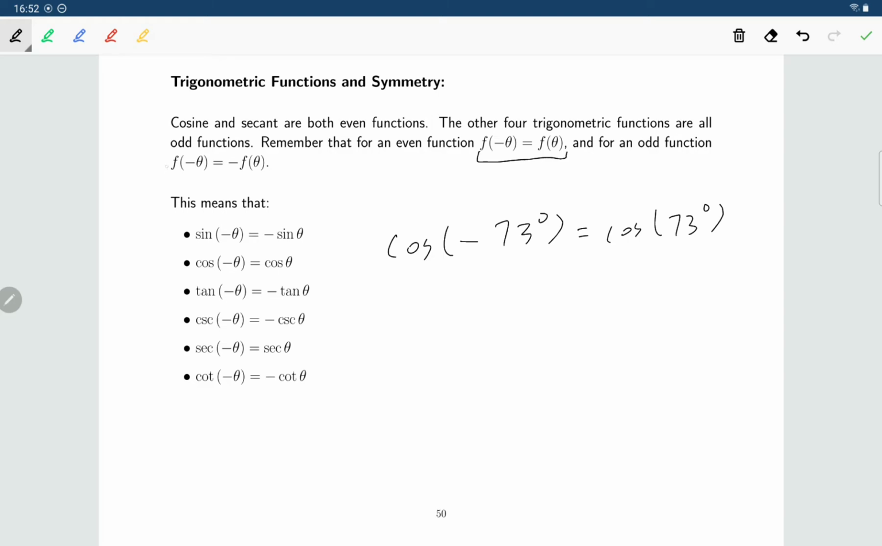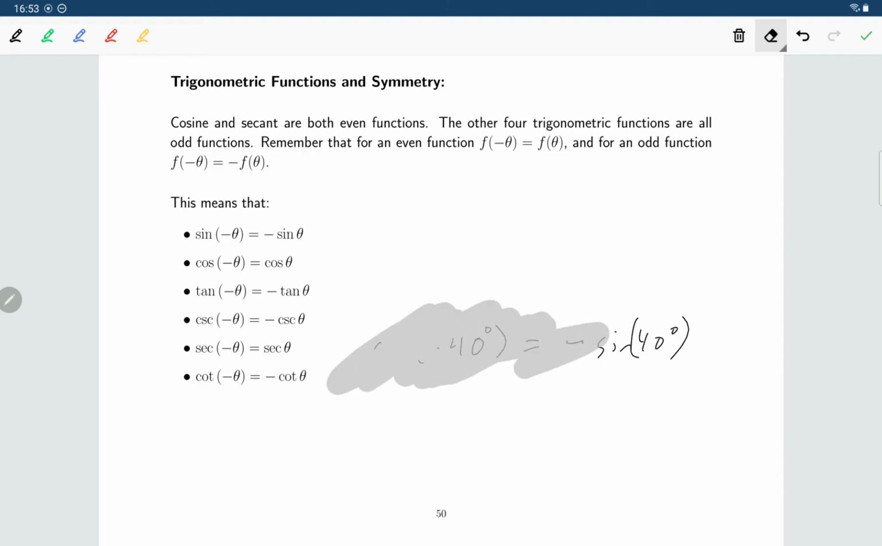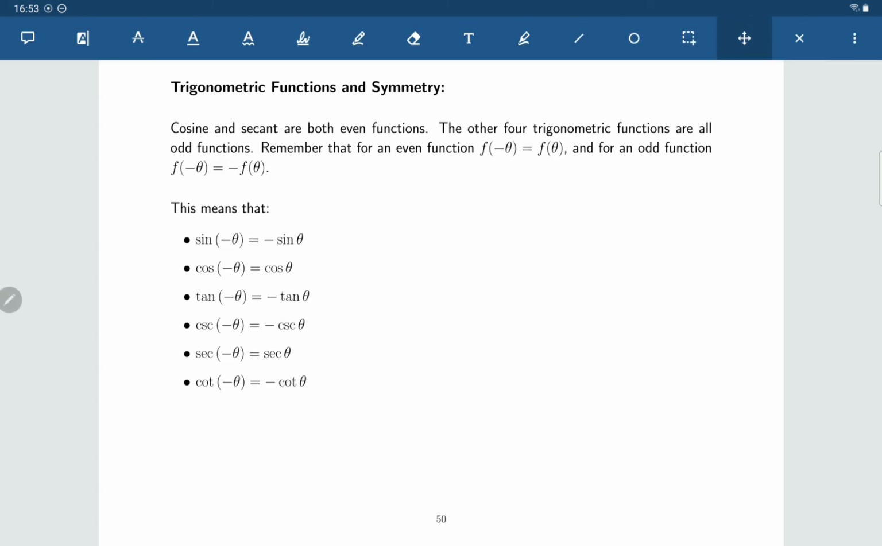And similarly, for an odd function, you can also use that property if you had a negative angle to look at. If you were looking at sine of negative 40 degrees, that should be the negative of sine of 40 degrees. And that's because sine is an odd function. So that's one way in which we can deal with negative angles. We could use the symmetry properties of our trig functions. So really, the only thing that we need to remember here is that cosine and its reciprocal, those are the only even functions. The other four, those are all odd.